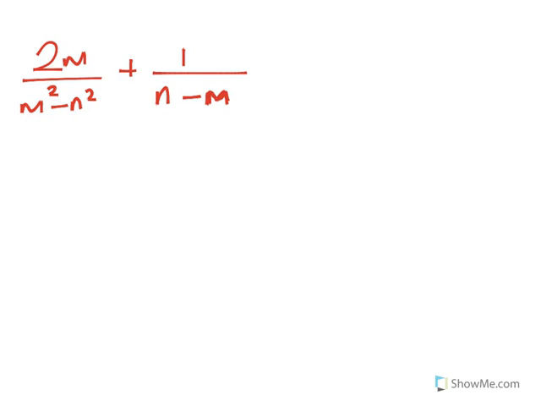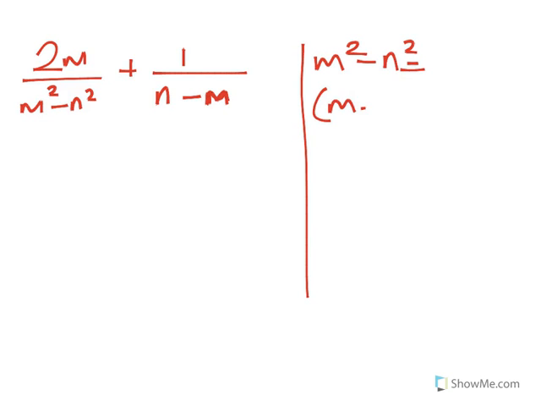Now if you are given this kind of a problem, you need to first identify your denominators, because you need to find the common denominator. Now there is something that I want to show you that is a trick here. Now remember, m squared minus n squared is equal to m minus n, m plus n. Now this can be the common denominator, but unfortunately we have got n minus m on the other side.